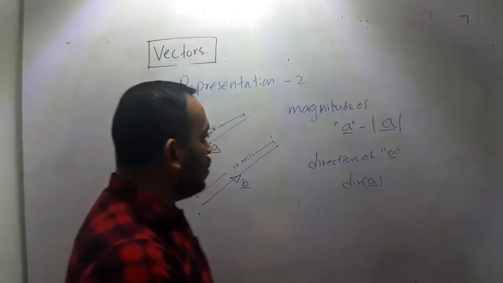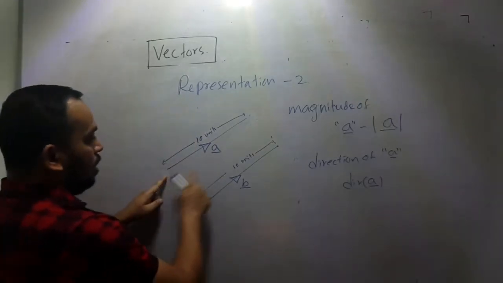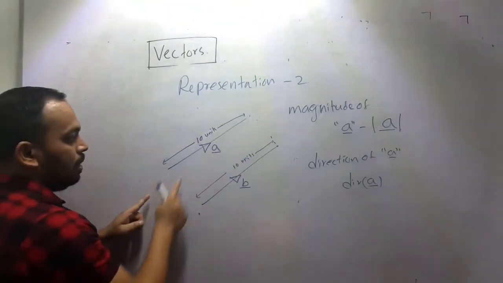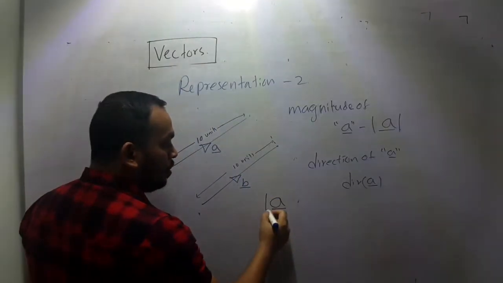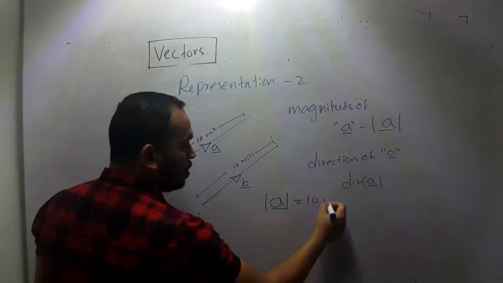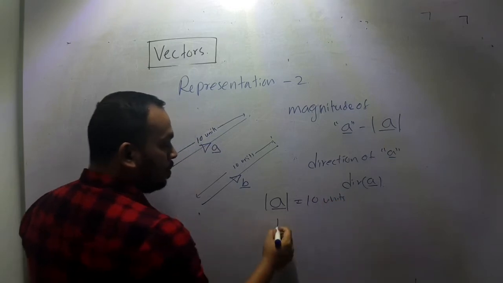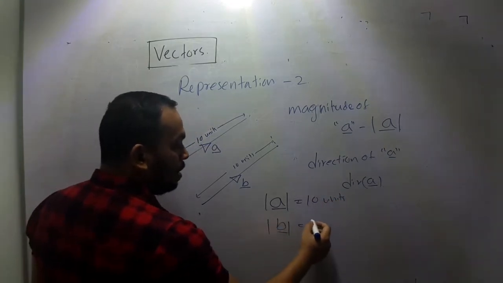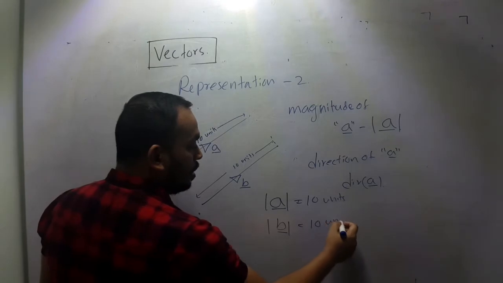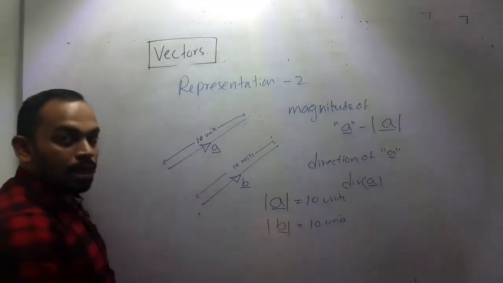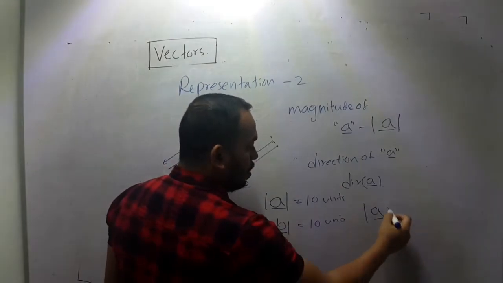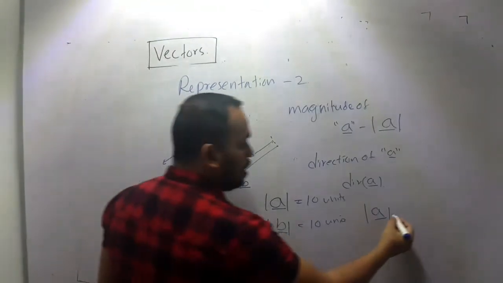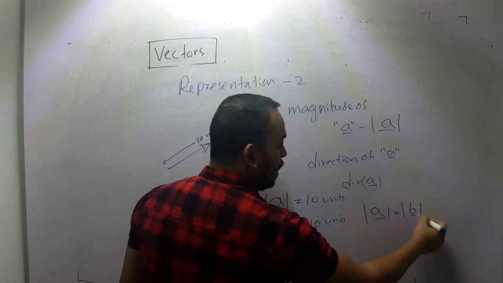Right? So suppose there are two vectors, vector A and vector B, of the same units. So we can say the magnitude of A is 10 units. The magnitude of B is 10 units, right? Therefore the magnitude of A is equal to the magnitude of B.